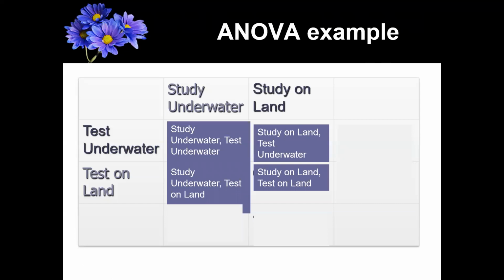Okay, so with our example, we're going to have people study underwater and study on land, and then we're going to either test them underwater or test on land. So we're obviously going to have these four conditions, like we said: study underwater, test underwater; study on land, test underwater; study underwater, test on land; study on land, test on land.